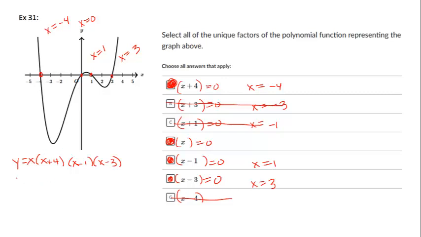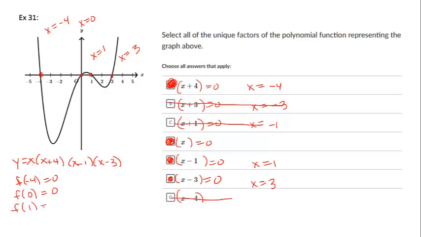Now, what's going to happen though? What if I were to plug in, let's say, -4? If I plug -4 into here, that's going to give me a 0. Well, 0 times anything will give me a 0. If I were to plug in 0 into the x spot here, 0 times anything is going to be 0.